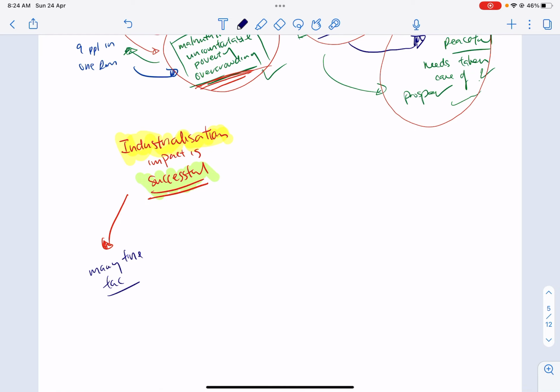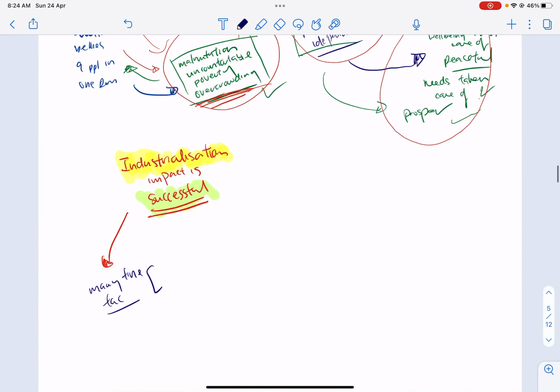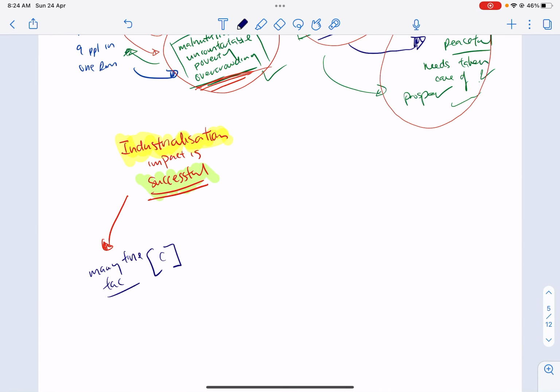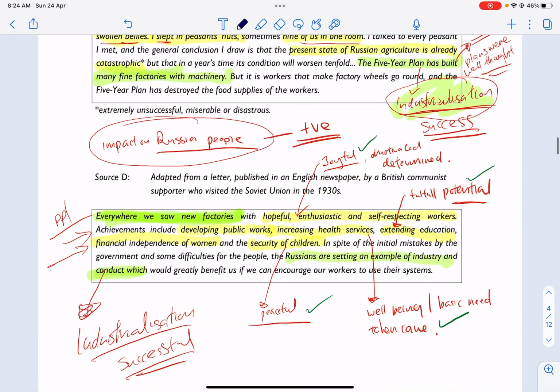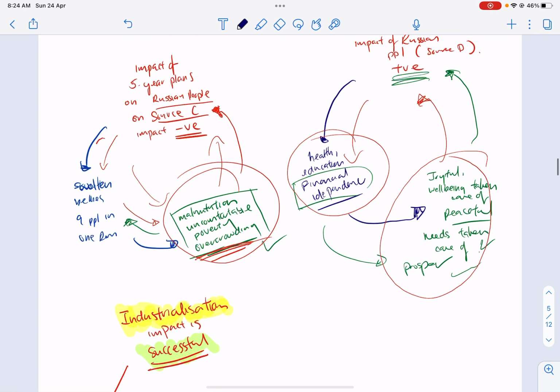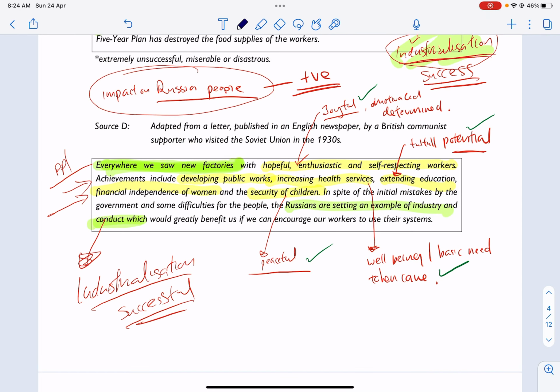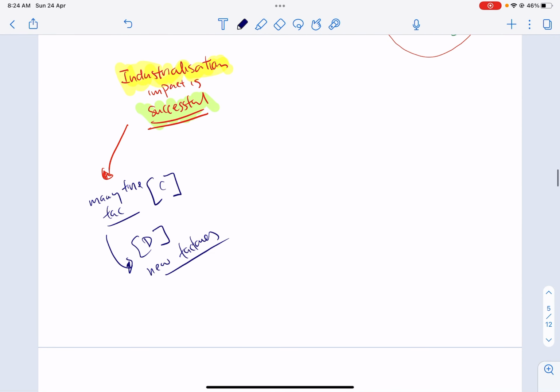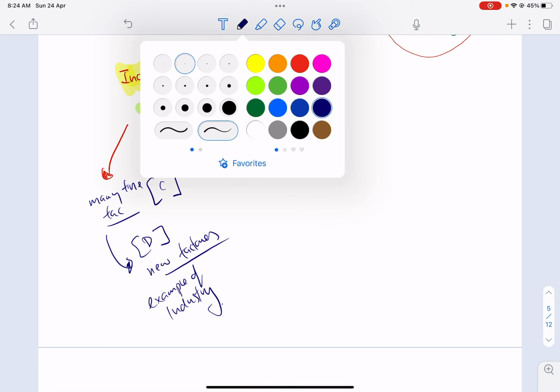Okay, you can just briefly write down because you don't have much time. Alright, this is from source C. Okay, now I can move on to evidence of source D, which is many new factories. Again, source D also says new factories were being built. What else does it say? It also says Russians are setting an example of industry. Right, Russians are also setting an example of industry.